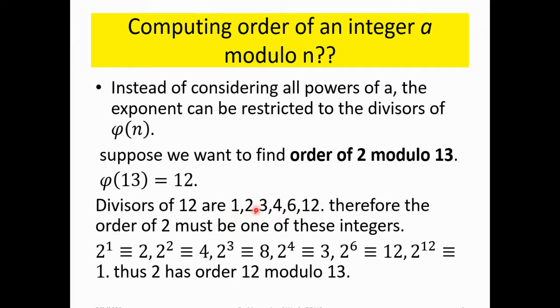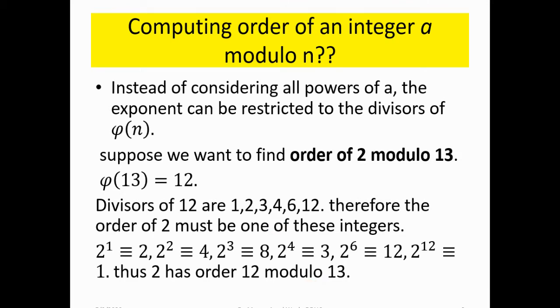2 to the power 1, 2 square, 2 cube, 2 to the power 4, 2 to the power 6, and 2 to the power 12. We are not calculating 5, 7, 8, 9, 10, 11. We are just taking these. So 2 to the power 1 is 2, 2 to the power 2 is 4, 2 cube is 8, 2 to the power 4 is 3. All these are modulo 13. 2 to the power 6 is 12, and 2 to the power 12 is giving 1 modulo 13. So that means 2 has order 12 modulo 13. So we find the order like this.